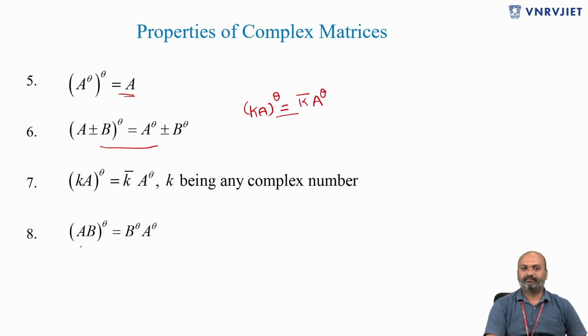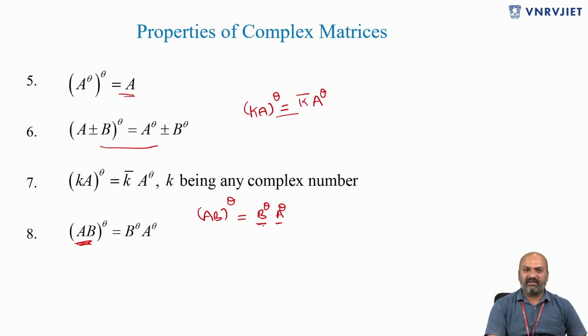Now the transposed conjugate of the product of two matrices is equal to the product of their transposed conjugates in reverse order. That is, for A into B, first you are multiplying the two matrices, later you are determining the transposed conjugate of that, which is the same as the product of the transposed conjugates of B and A in reverse order. That is B first, A next. So these are the properties of complex matrices.